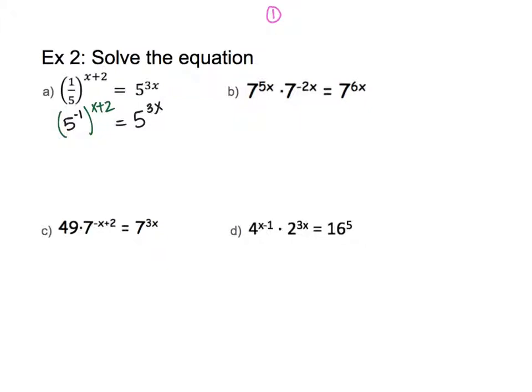2 properties that we utilize when we're solving an equation are, one, if you have an exponent on the inside and an exponent on the outside of the parentheses, you multiply. And then we'll talk about the second property in a sec, but I'll hold that off until we need it. So here, I need to distribute this -1 to the x and to the 2. So this is going to be 5 to the negative x minus 2 equals 5 to the 3x. The bases are both the same, so they cancel. And so now I have negative x minus 2 equals 3x.